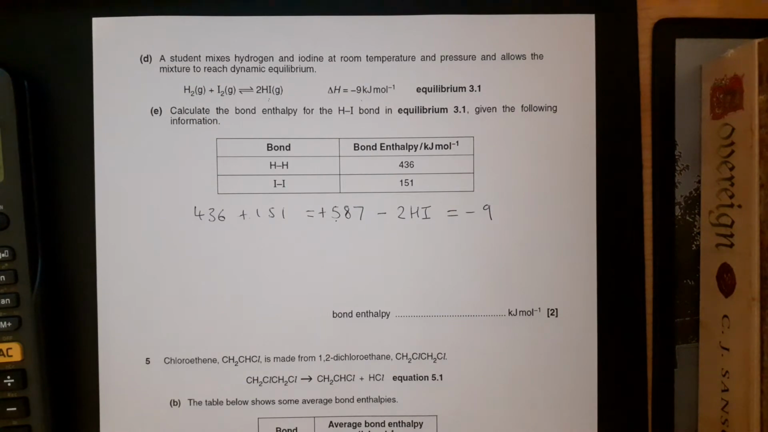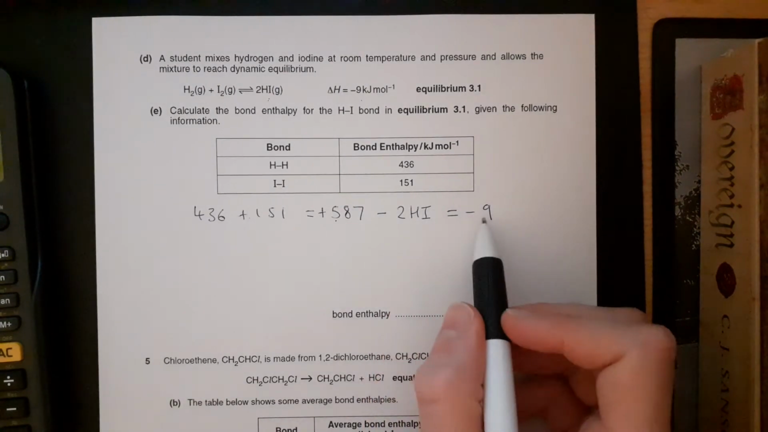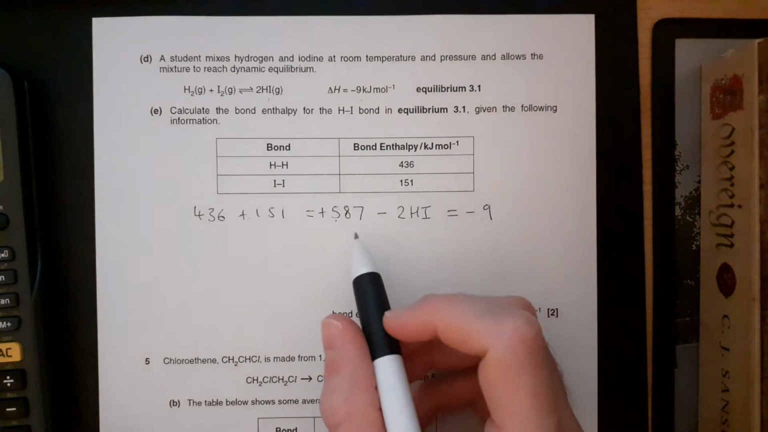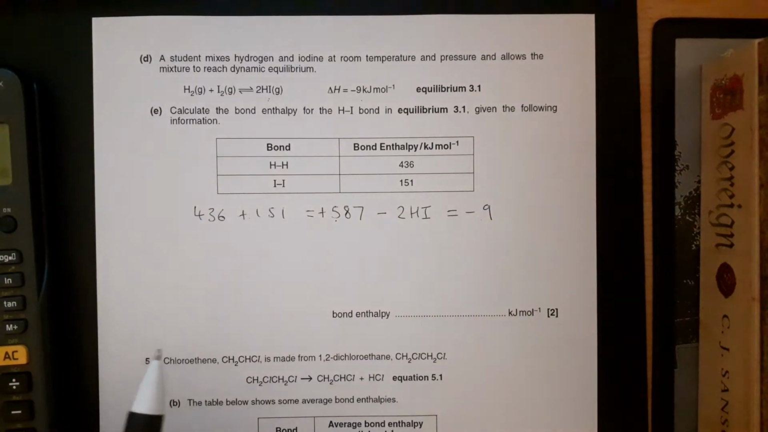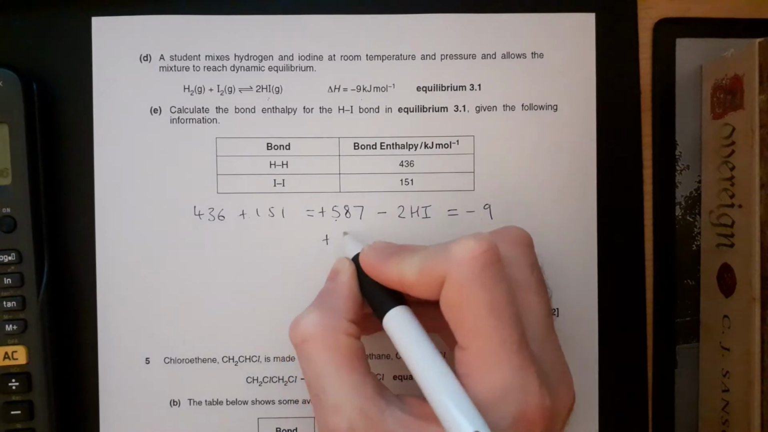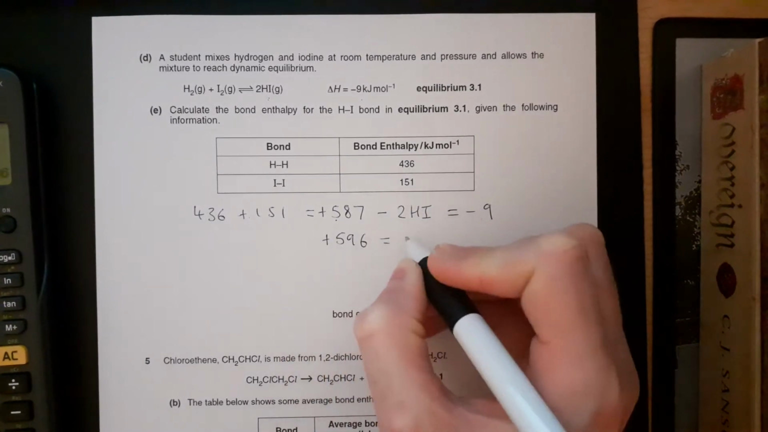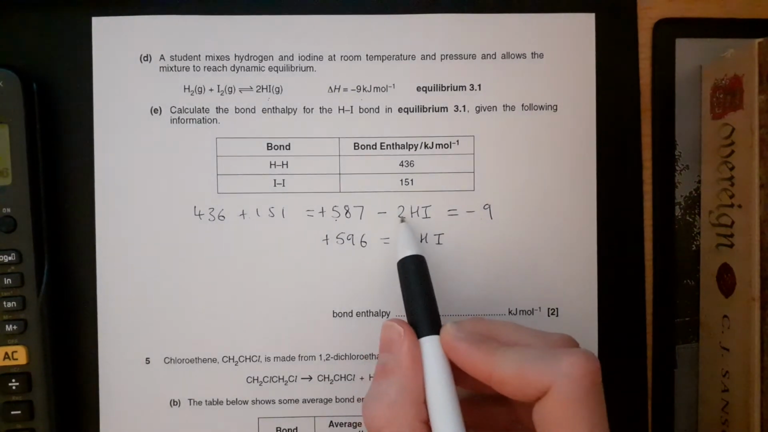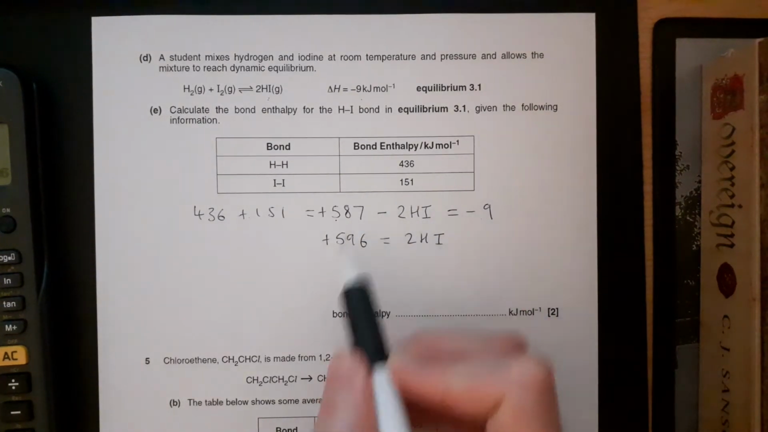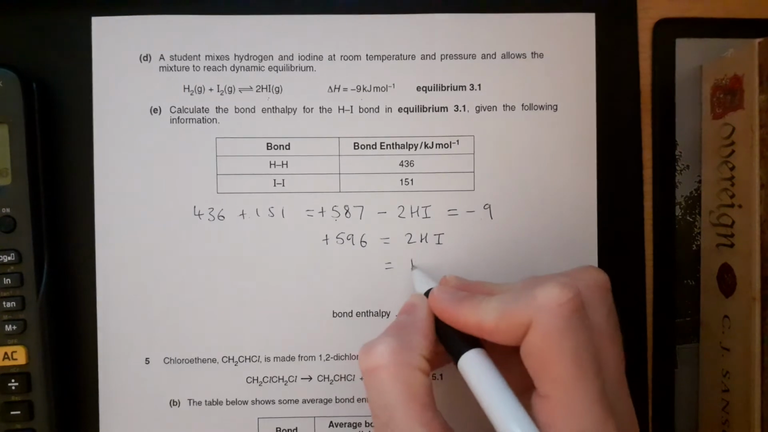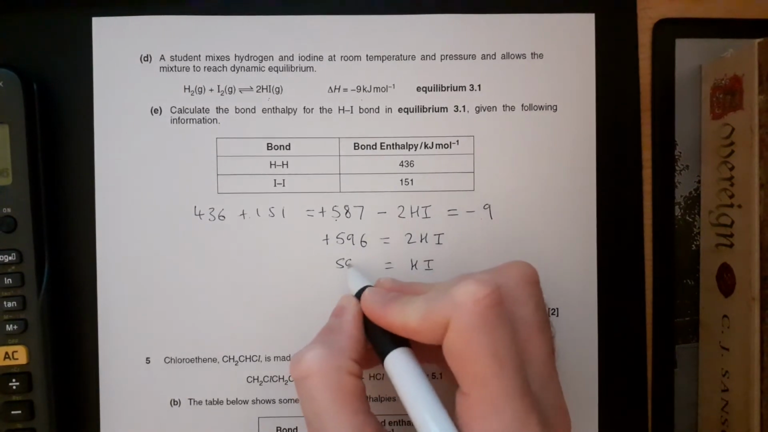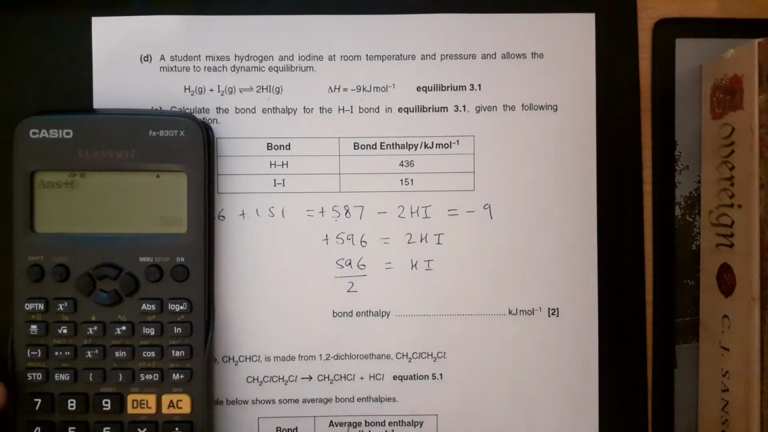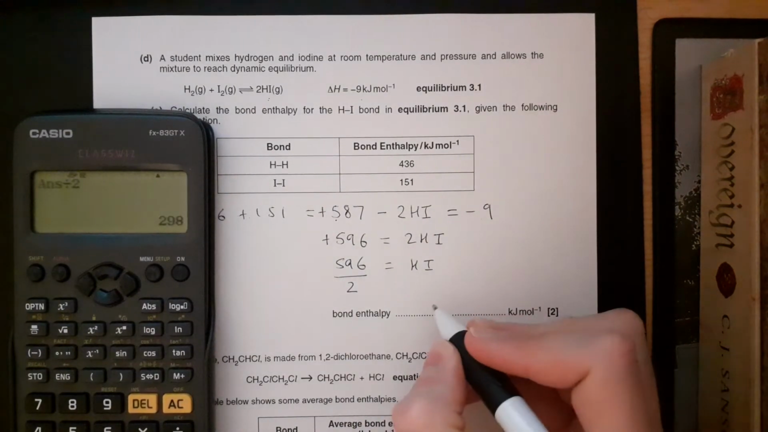Okay, and so now we just need to rearrange this. So if we add 9 here, and we're going to take the HI the other side, so 587 plus 9 is 596. Okay, we're happy with that. I've added the 2HI to, so that goes here, and then I've added 9, and then we just need to divide by 2. So 596 divided by 2 is 298. Okay.